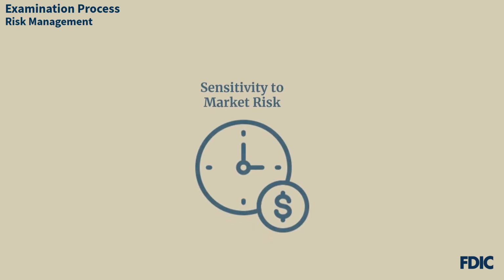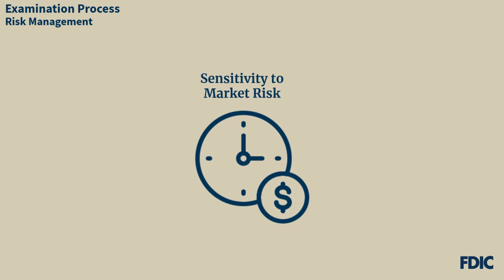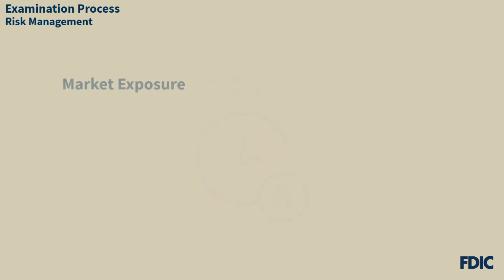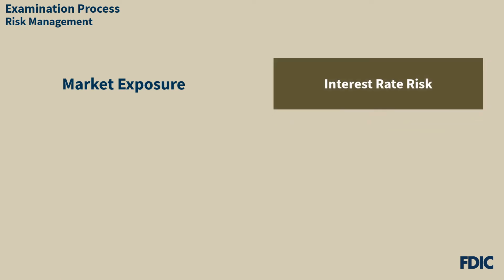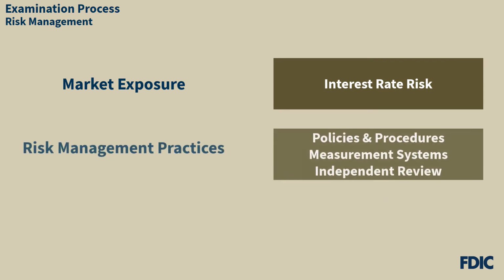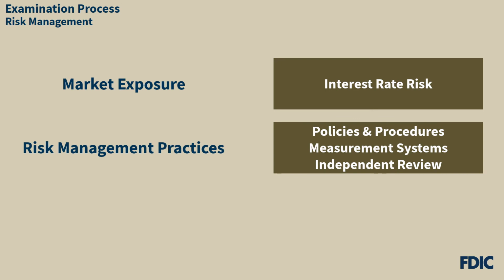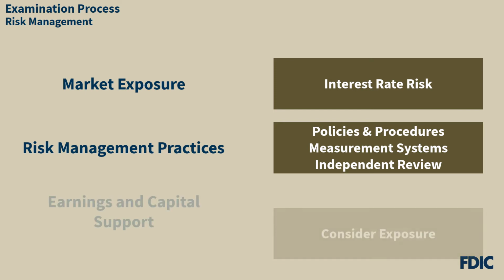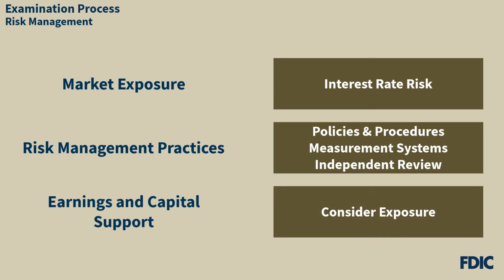When we review our last CAMELS component, sensitivity to market risk, we look at exposure to market risk. For the majority of community banks, this will be risk associated with changing interest rates. We also look at risk management practices, including policies and procedures, measurement systems used to determine risk, and the independent review process of this area. Finally, we'll determine whether earnings and capital can support the level of market exposure.